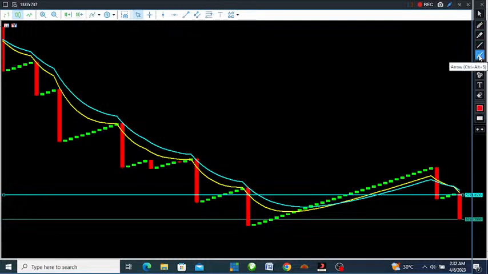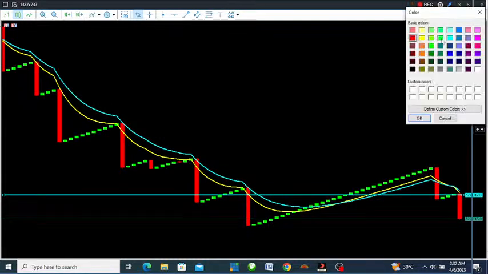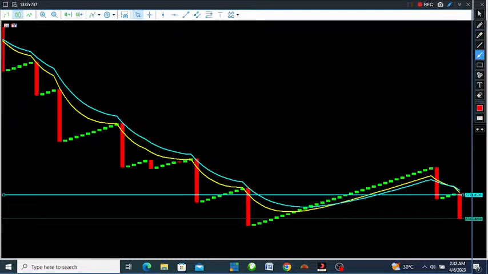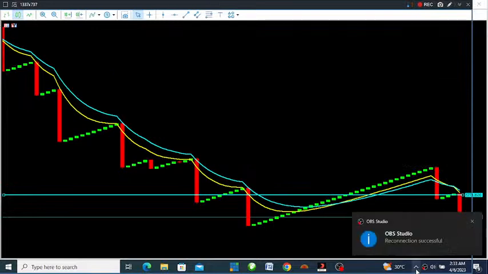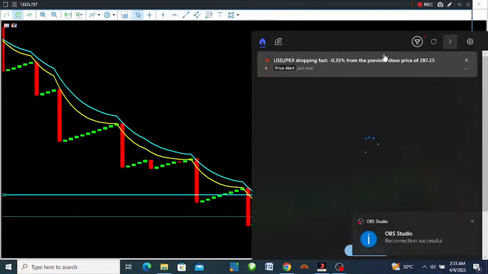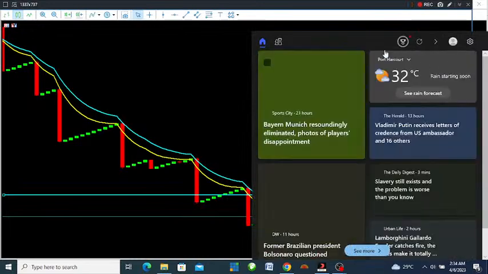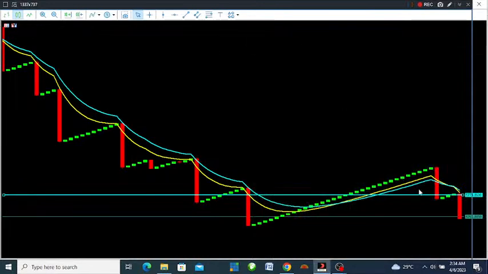Let me do this thing again. I think I should change the color so that it will be more neat. Now watch this. These are the last resistance zone. From here, all right, let's continue. We had an interruption.